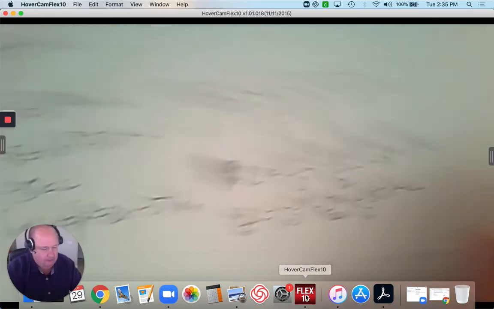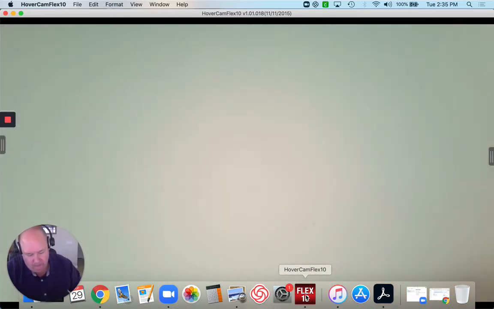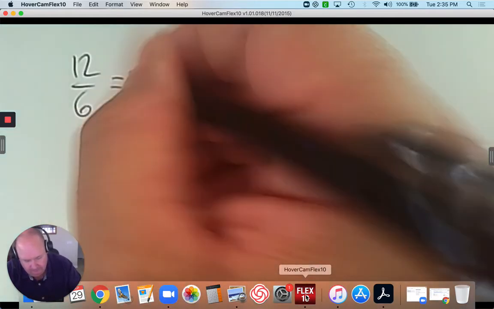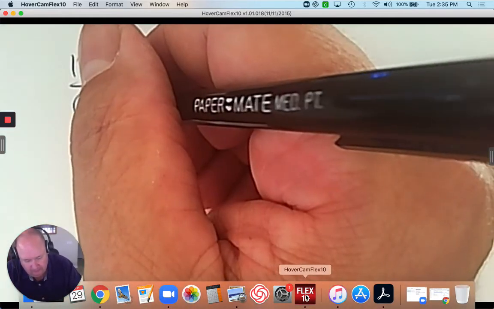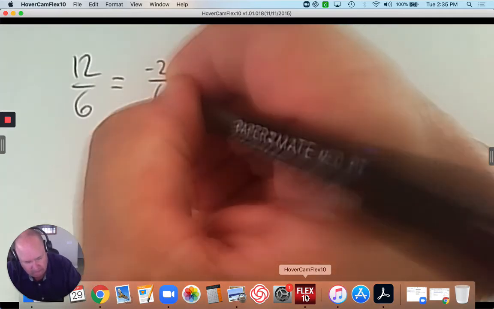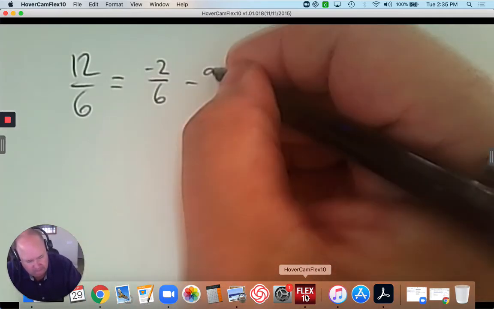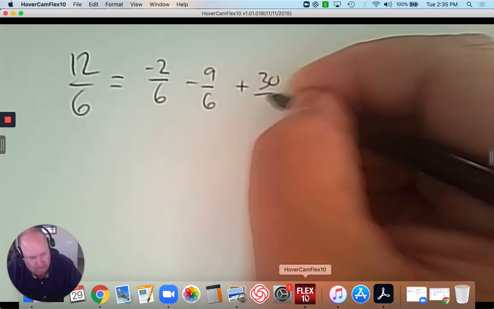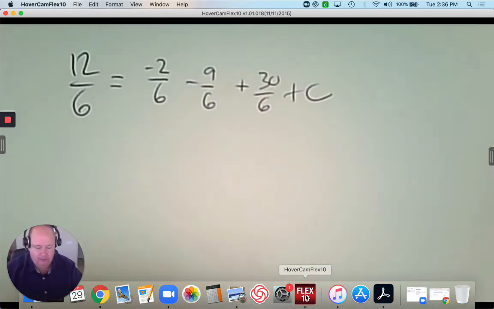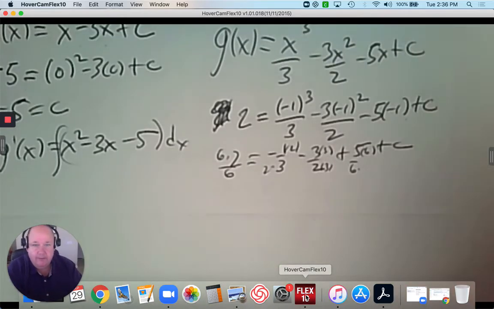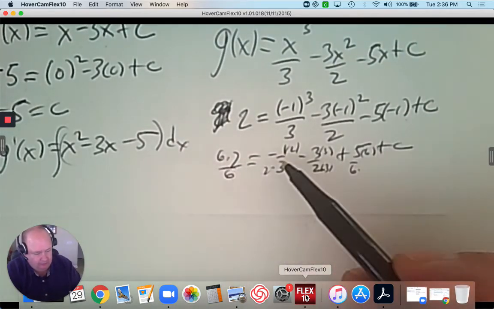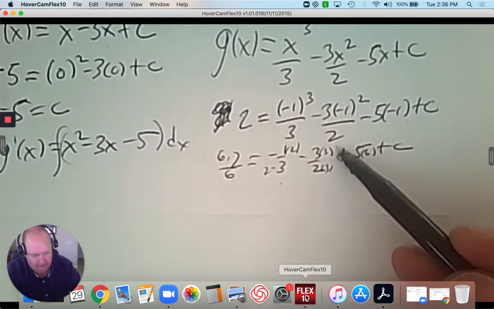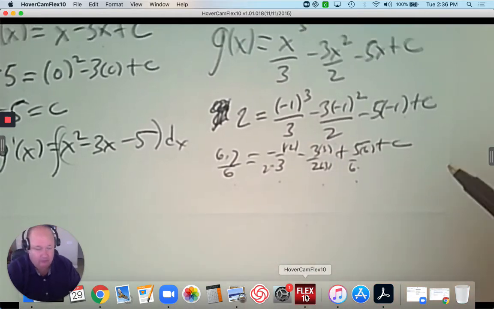So let me continue on another piece of paper here. If I did that, it would be 12 over 6. When I multiply it times 2, it would be negative 2 over 6. Times 3 is 9 over 6. And then 30 over 6. So I got all common denominators. If I look again, if I multiply by 6, 6 times 2 is 12 over 6. Negative 2 over 6, 9 over 6, 30 over 6. That's where it comes from.